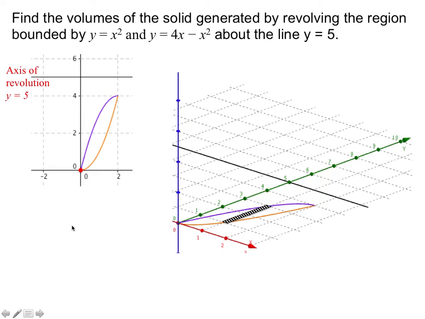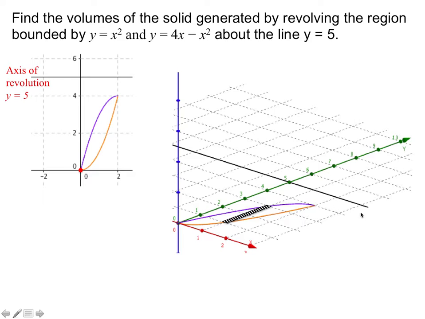So setting up the washer for this, and since we're revolving it about y equals 5, which is parallel to the x-axis, this is a dx problem. So here's our rectangle that when spun will create that washer. If you notice, again, everything is measured from the axis of revolution.